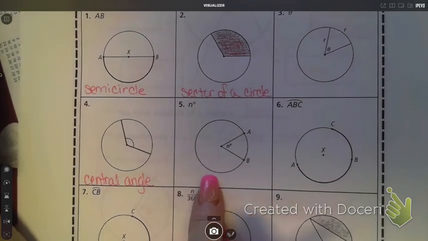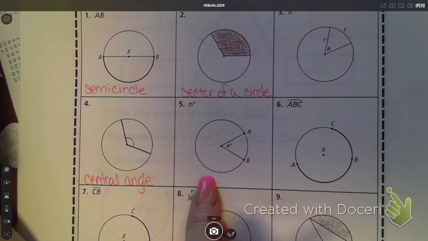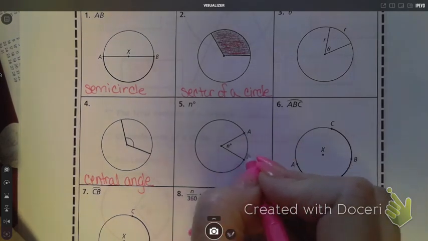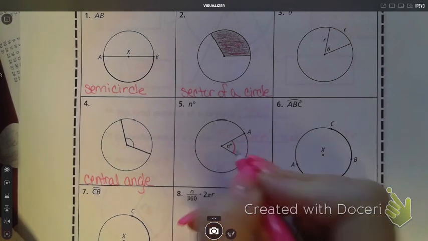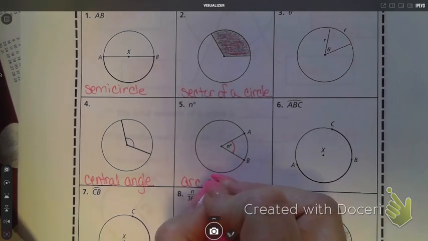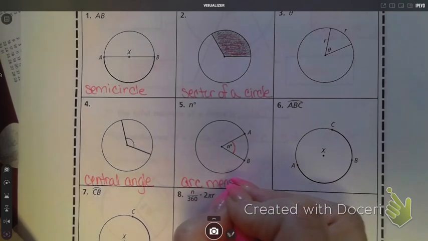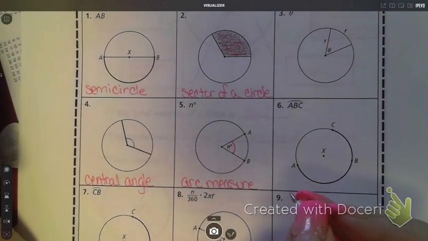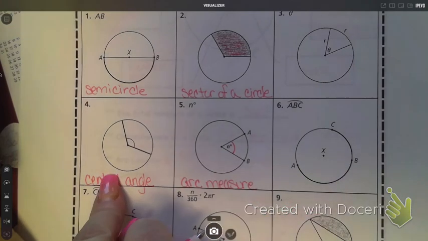Anybody want to go for 5? Nope, not. What? It is arc measure because the length would be on the outside, the measure is on the inside. So you're close. And we don't use arc measure very often. We'd probably say central angle.